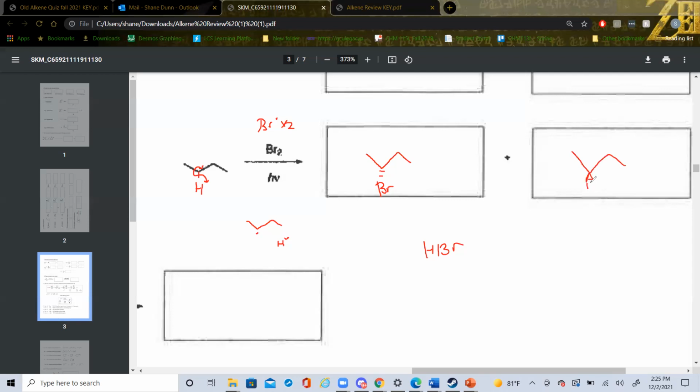So this one right here is chiral. You can see that right there and right there are the chiral carbons. It is bonded to a CH2, a CH3, an H and a Br. So they are going to be racemic mixtures.